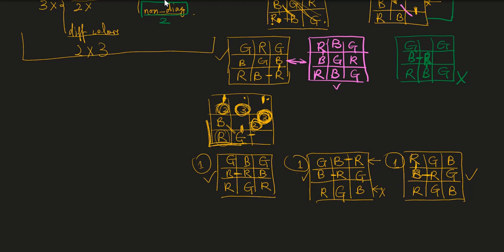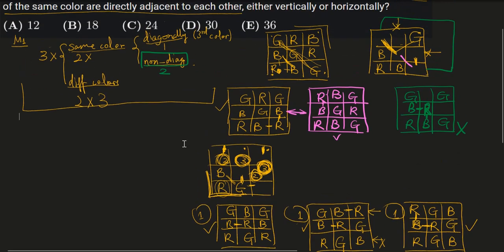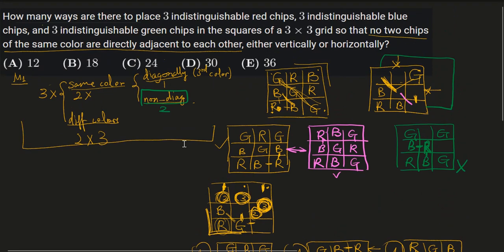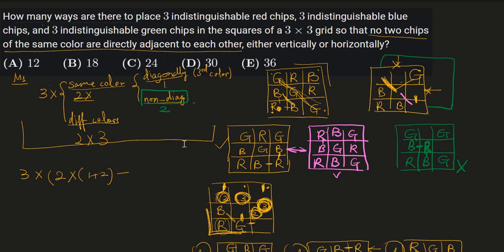And then we need to do a sum up. So let's do a sum up. So we have 3 times 2 times, that's here, 1 plus 2, 1 plus 2. That's for the first case. And then plus the number of ways in the second case, which is 2 times 3.